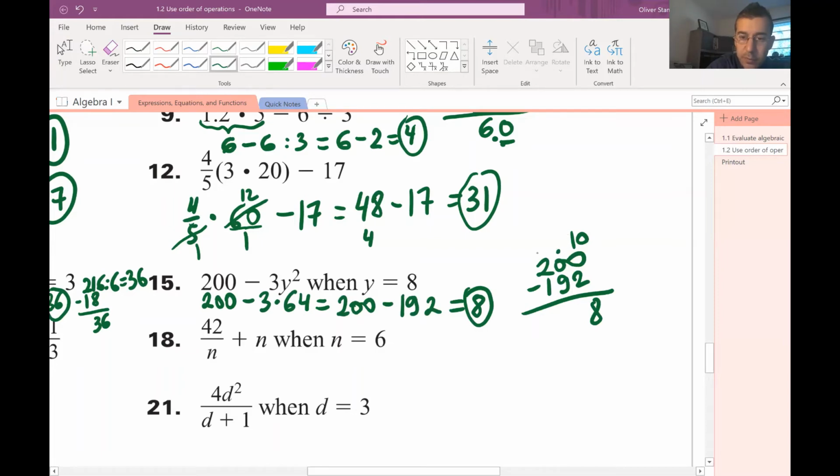Then because we borrowed 1, this has become minus 1. So we borrow 1 from here, so this becomes 19. 19 minus 19 is 0. Okay, does that make sense?